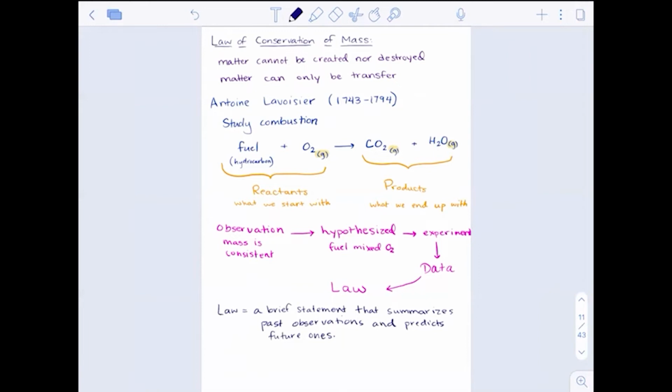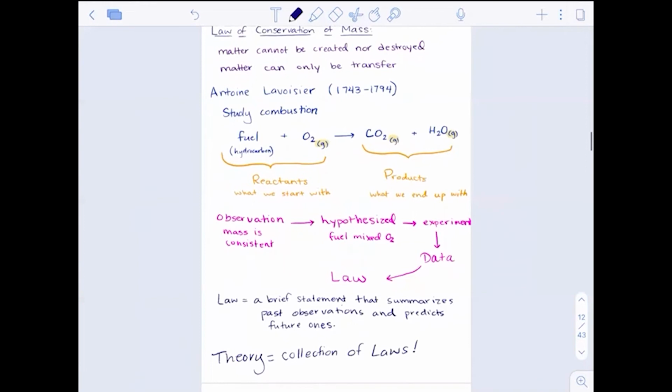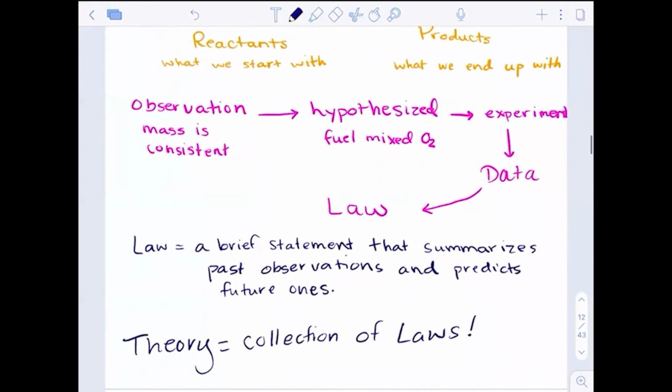Now, a theory is something quite different. A theory is something that takes all of the laws and all of the data with the laws, and it creates a model for the way that nature is. And it tries to explain that. It can be a collection of laws, but the main thing that we want to think about with this collection of laws is the idea that a theory explains how nature behaves.